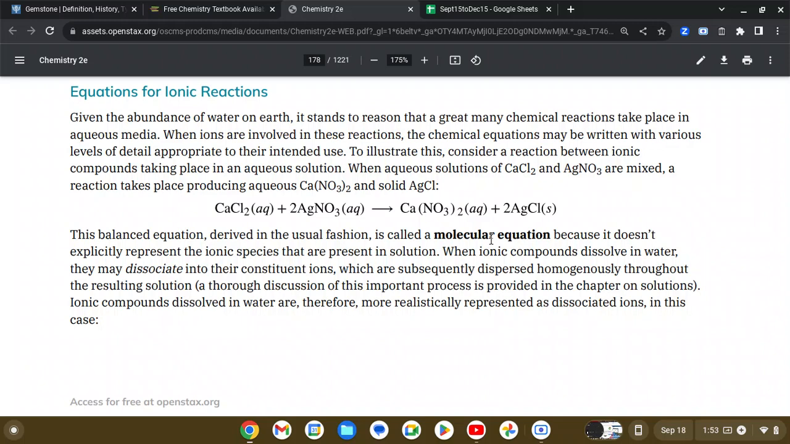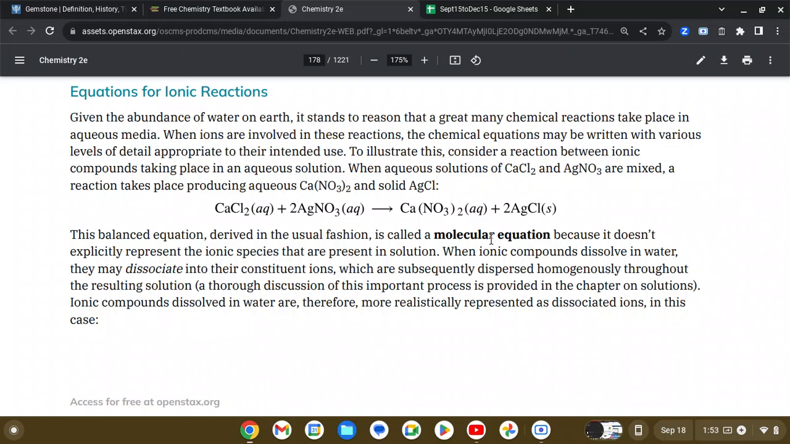So calcium chloride plus 2 silver nitrates equals calcium nitrate plus 2 silver chlorides. This balanced equation, derived in the usual fashion, is called a molecular equation because it doesn't explicitly represent the ionic species that are present in solution.